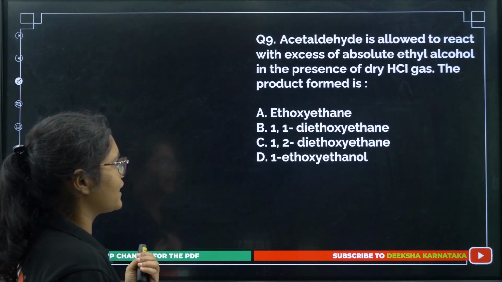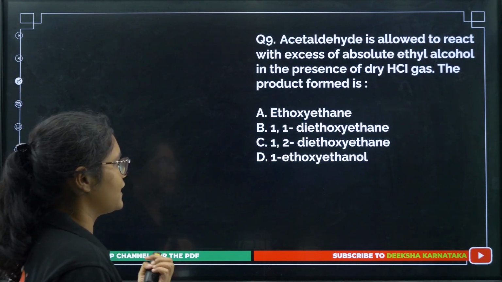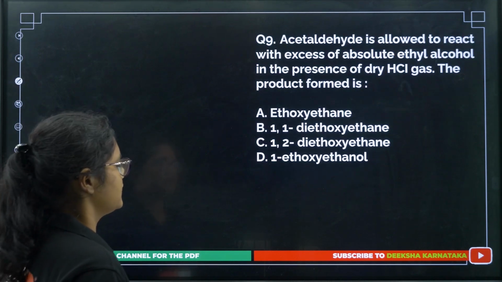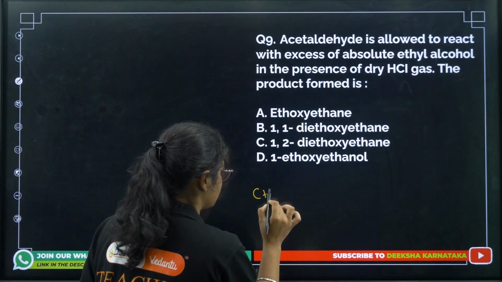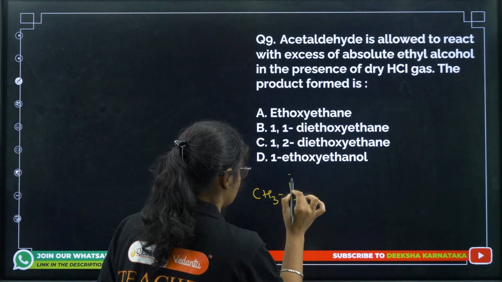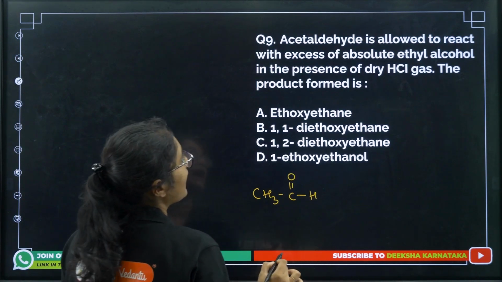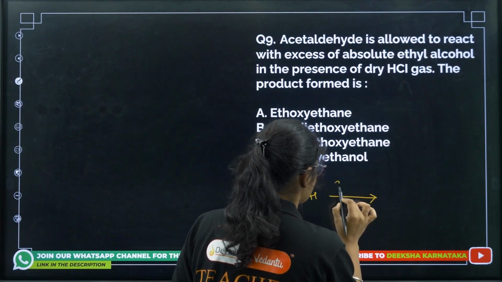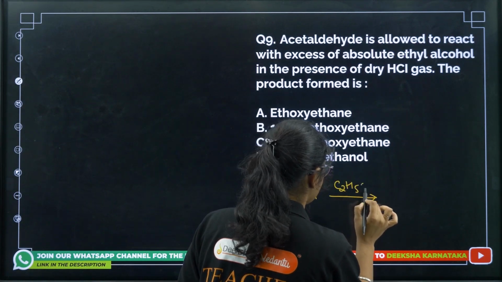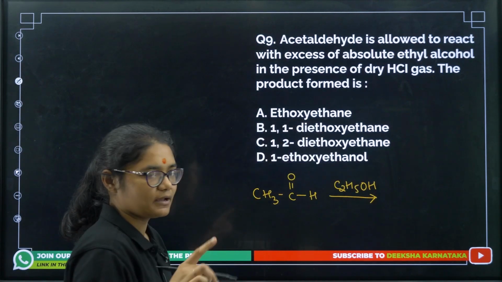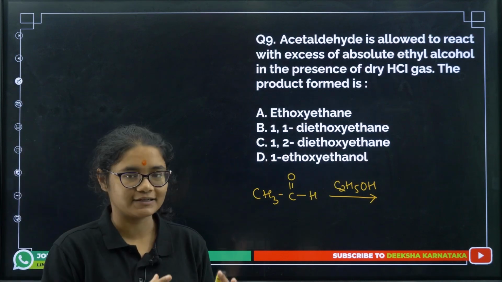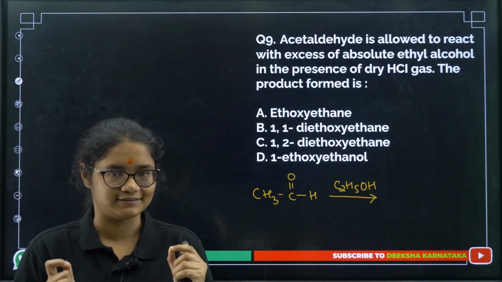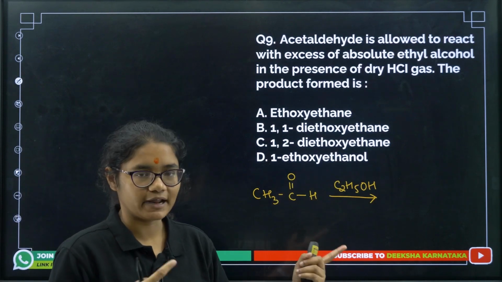Acetaldehyde is allowed to react with excess of absolute ethyl alcohol in the presence of dry HCl. The product formed here is. So you have acetaldehyde, that is CH3CHO, and it is reacted with excess of ethyl alcohol. I'll write it like this, C2H5OH. If you remember, reactions of aldehydes and ketones with alcohols used to give us hemiacetals and acetals, right? So with excess we will get acetals.